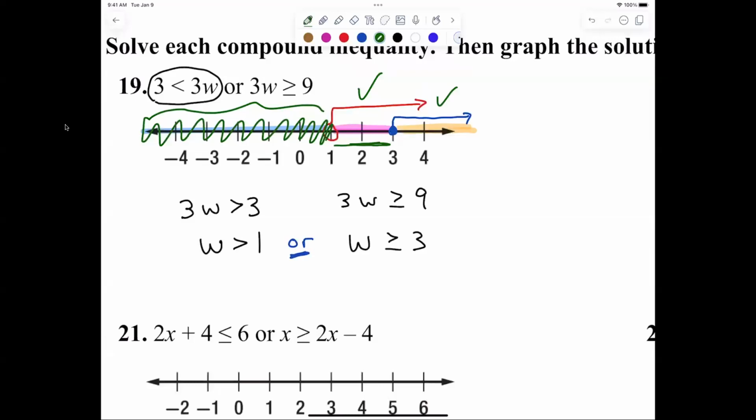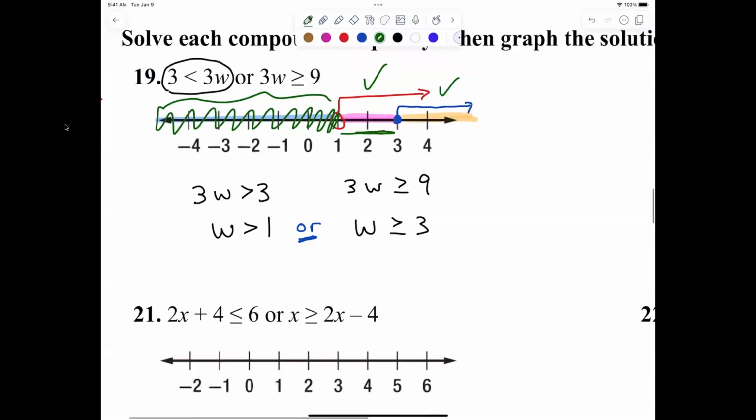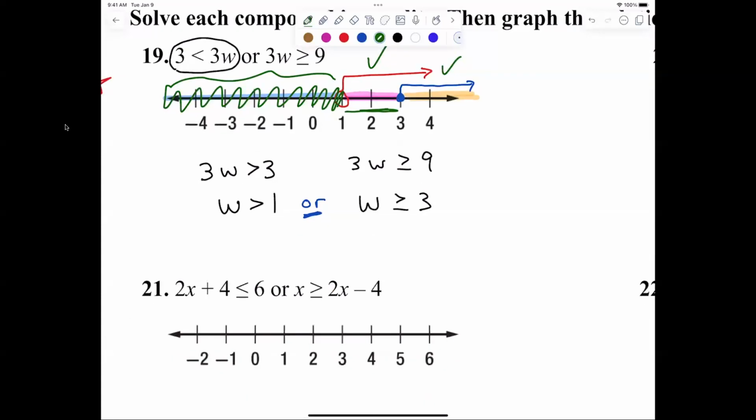Yes. So if they're going in the same direction, it's all the numbers that satisfy either of them. So in this case, the answer is parentheses 1 to infinity. Now, again, that was pretty tricky. But if you understand the meaning of OR, it can be true for one or the other or both.